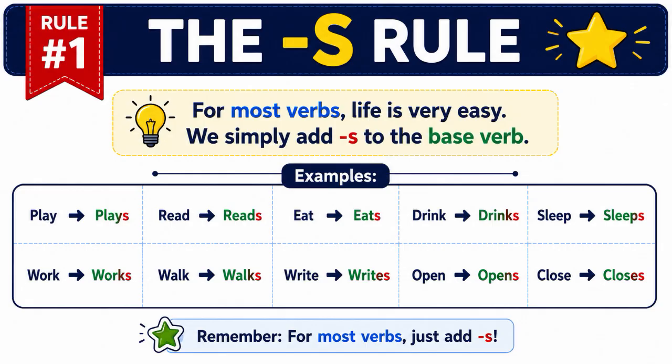Rule number 1. The S rule. For most verbs, life is very easy. We simply add s to the base verb. Examples: play, plays; read, reads; eat, eats; drink, drinks; sleep, sleeps; work, works; walk, walks; write, writes; open, opens; close, closes.